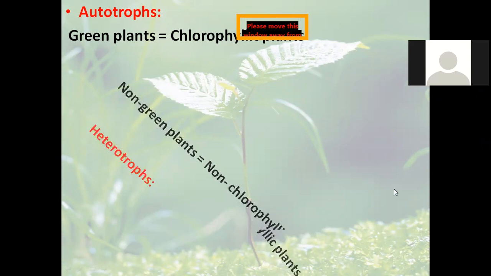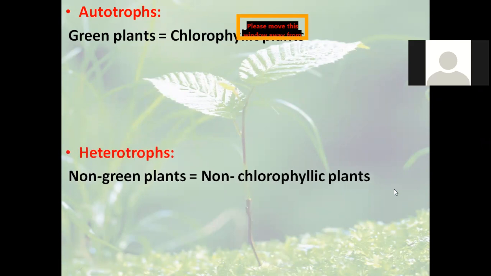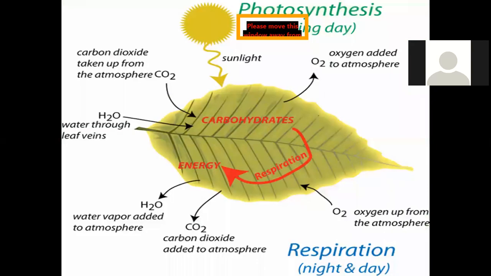However, if we move to the heterotrophs, they are the non-green plants, they are the non-chlorophyll, meaning that they lack the chlorophyll. So all the plants that are green are chlorophyll. They contain the green pigment, which is the chlorophyll. However, the non-green plants are non-chlorophyll and they lack the green pigment, which is the chlorophyll.